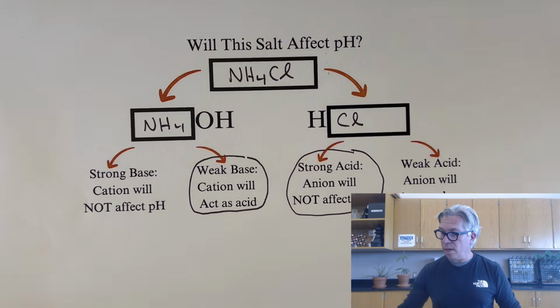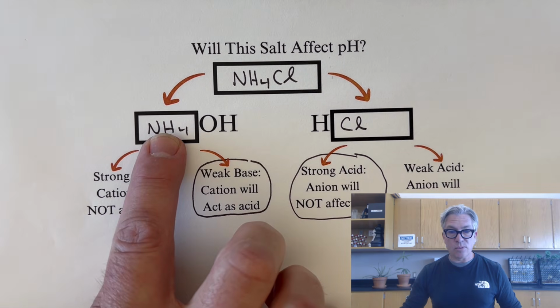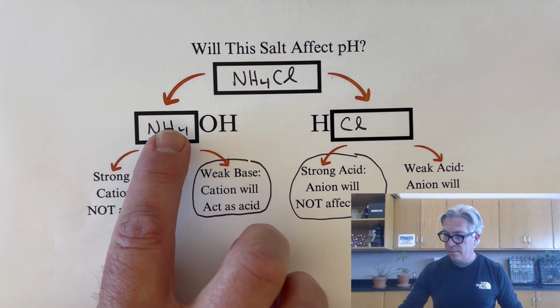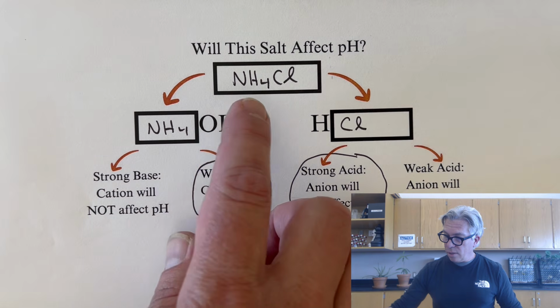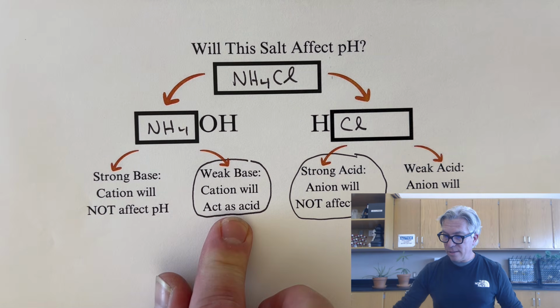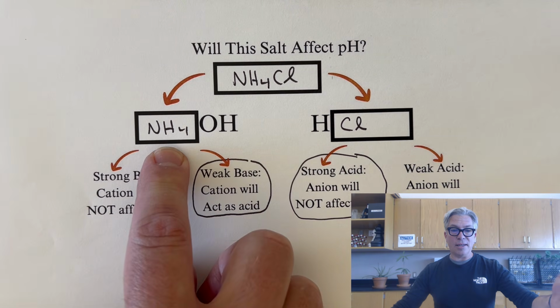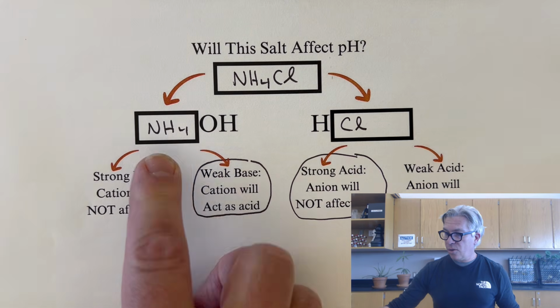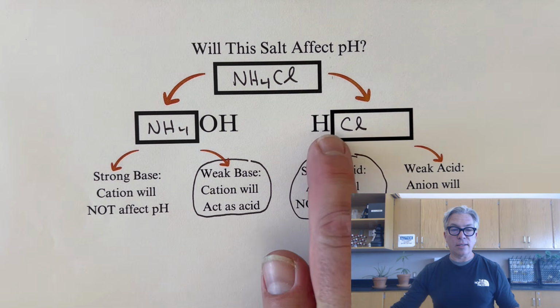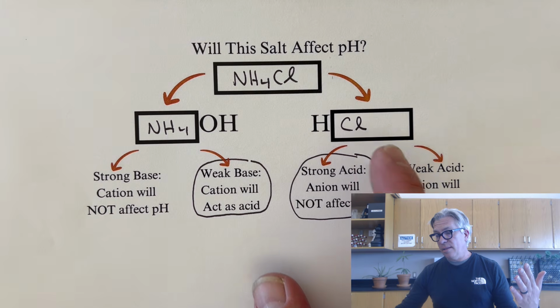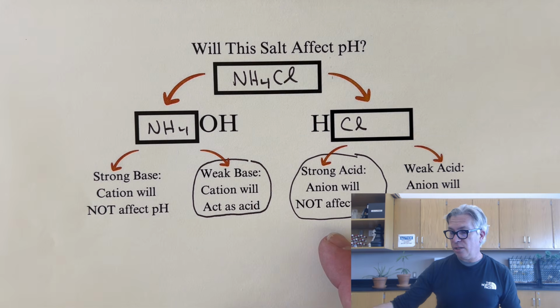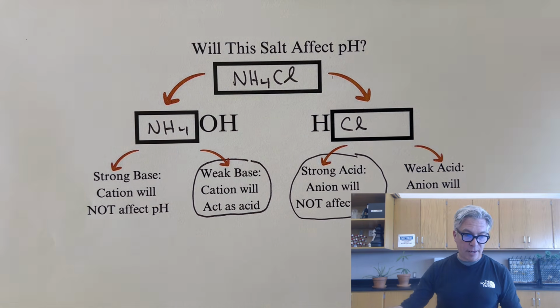And the opposite would occur with something like ammonium chloride. Ammonium hydroxide is one of the weak bases. And so weak base, the cation has an extra proton. It's going to act like an acid and give it away. And chloride is the conjugate of hydrochloric acid, a strong acid. And that means the chlorine will not affect the pH because it will not gain any hydrogens back.